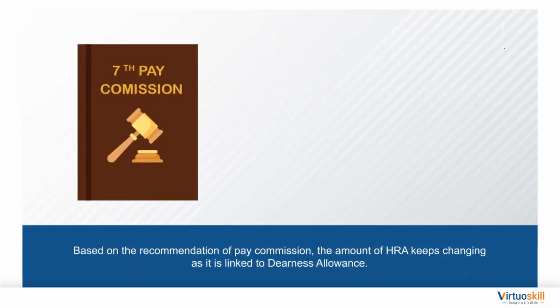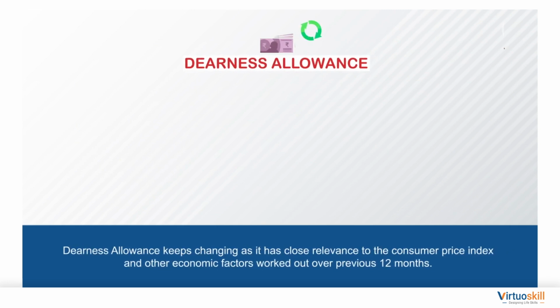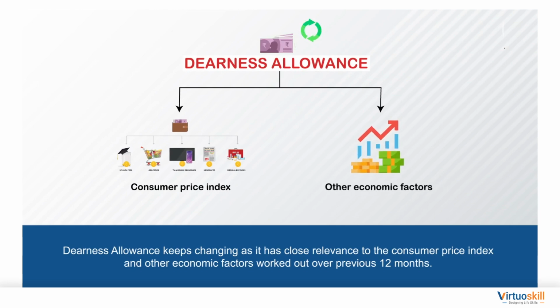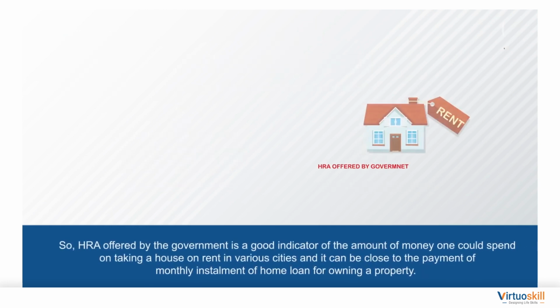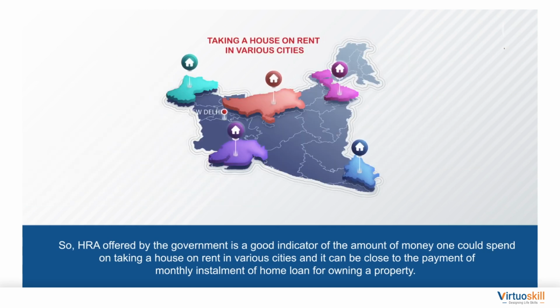Based on the recommendation of Pay Commission, the amount of HRA keeps changing as it is linked to dearness allowance. Dearness allowance keeps changing as it has close relevance to the consumer price index and other economic factors worked out over previous 12 months. So, HRA offered by the government is a good indicator of the amount of money one could spend on taking a house on rent in various cities, and it can be close to the payment of monthly installments of home loan for owning a property.